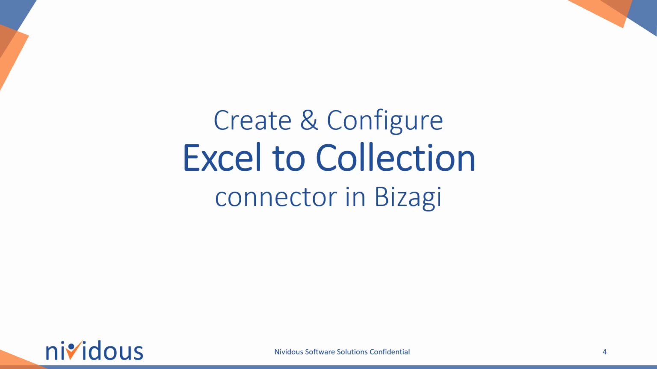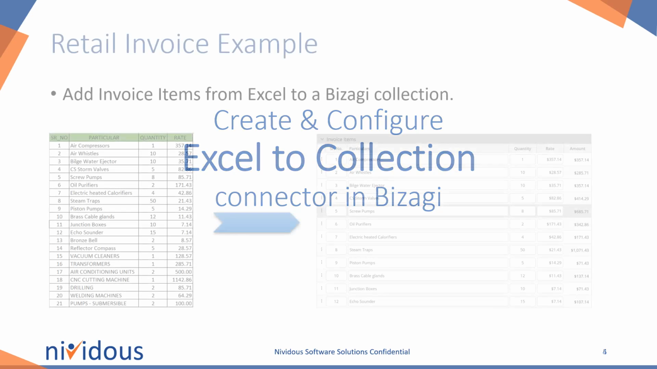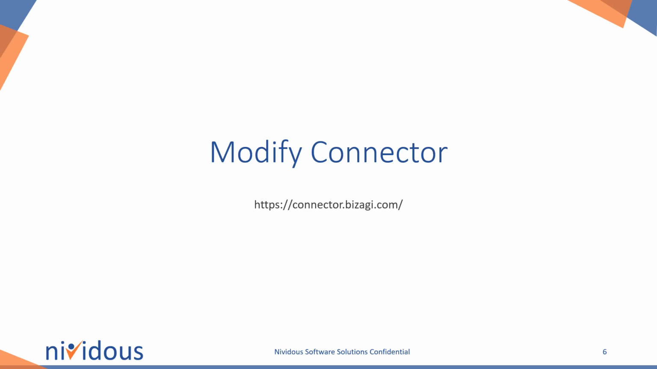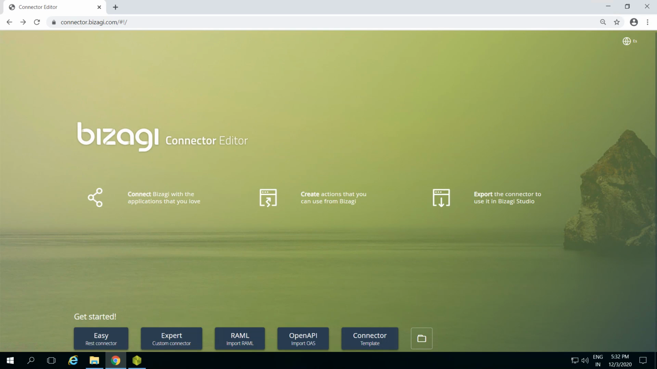Now I am going to demonstrate how to create and configure the connector in the business. For that, I'm going to create a process in the Bizagi application for a retail invoice. The retail invoice Excel file has 4 columns: serial number, particular, quantity, and rate, and there are 21 items. To modify the connector, open connector.bizagi.com and open an existing connector.